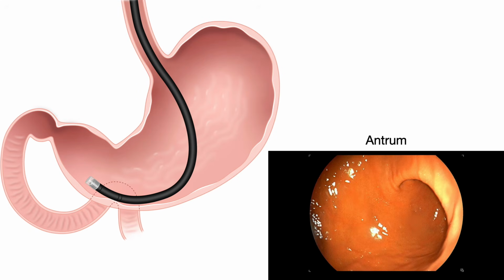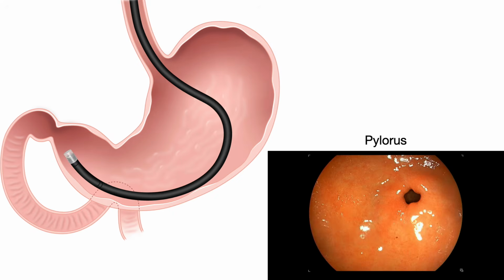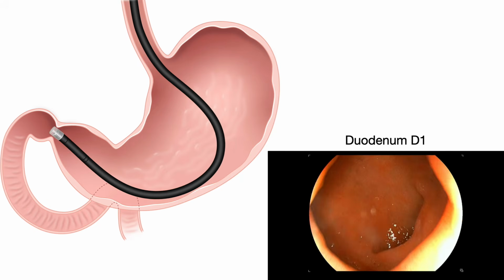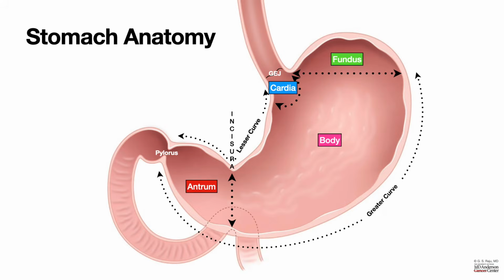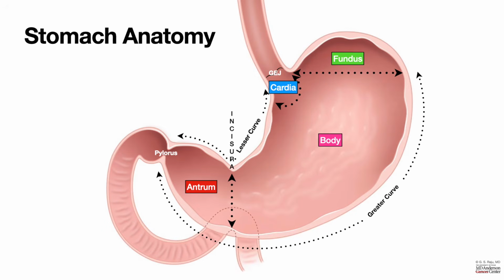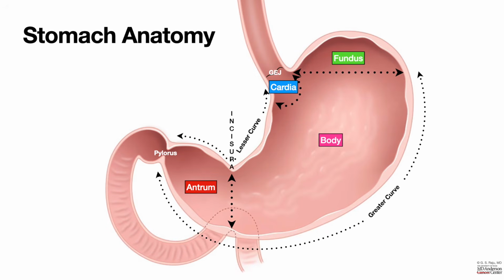Then finally, they'll straighten the scope back out, get one last look at the pylorus, maybe take another peek, and then gently push through into the first part of the duodenum, just for a quick look around there too. So understanding that sequence: GEJ, down the body, antrum, pylorus, the whole retroflex maneuver, then straightening out, duodenum peek.